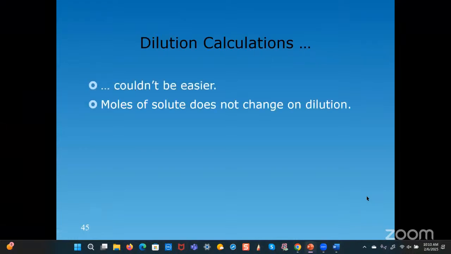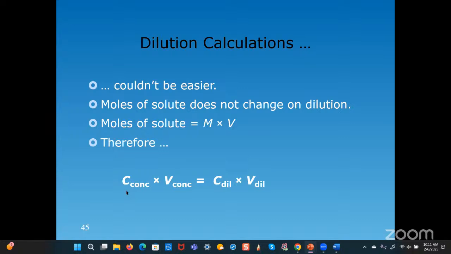This is the equation that is used. As I said before, the moles of solute doesn't change. So the molarity times the volume is equal to the moles, which is constant. Therefore, the concentration of the concentrated solution times its volume will be equal to the concentration of the dilute solution times its volume. The way I prefer to express it is C1 V1 = C2 V2.